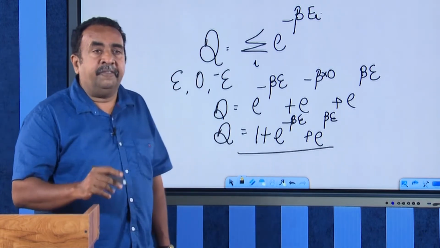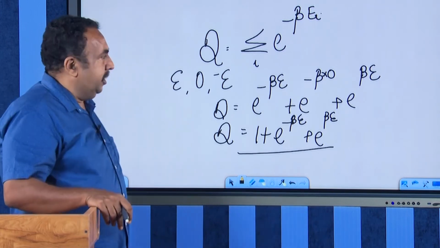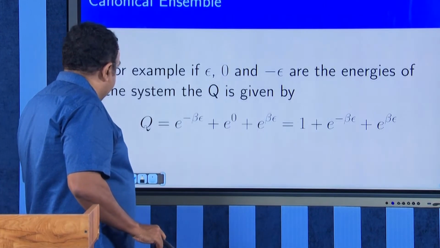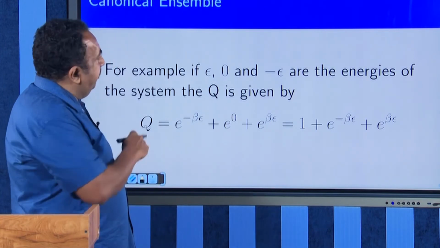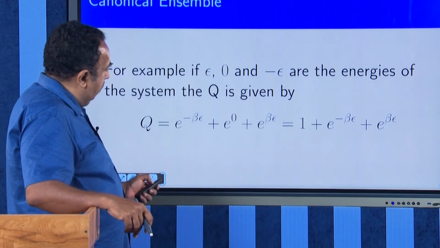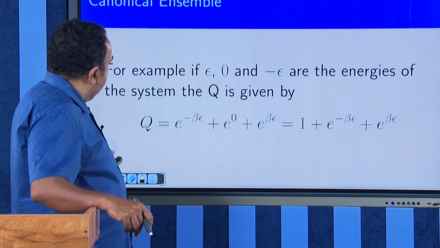This is how you will be finding out the partition function. This is how you can find the partition function. Yes. Therefore, 1 plus e raised to minus beta epsilon plus e raised to plus beta epsilon.